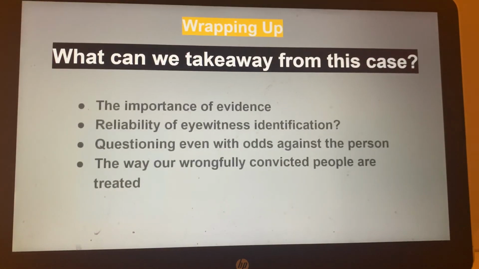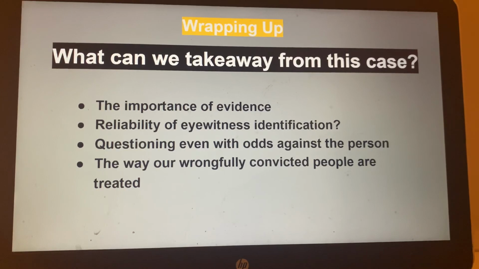So wrapping up, what can we take away from this case? Again, I hope everyone has seen the importance of eyewitness identification and evidence, and proper storage of that evidence, because Larry Youngblood could have been exonerated easily if that evidence was there. Obviously, the reliability of eyewitness identification, of course, we cannot just blame our victim. There's also the psychological and the emotional things that the victim goes through. And so having a process to make sure that our eyewitnesses give proper identification. And as I said earlier, questioning even when the odds are against the person. A lot of people felt that Youngblood was the guy, and he wasn't. And he had to spend 10 years in prison.